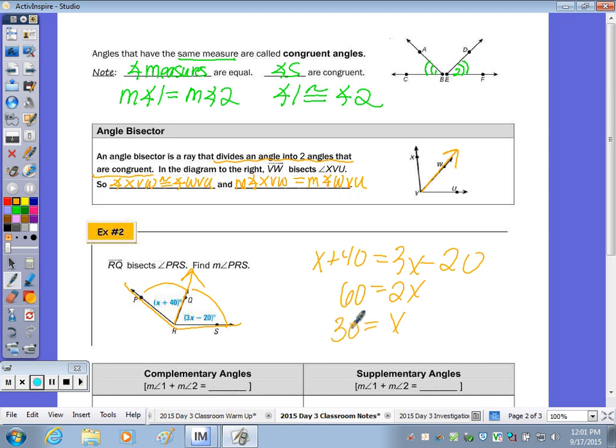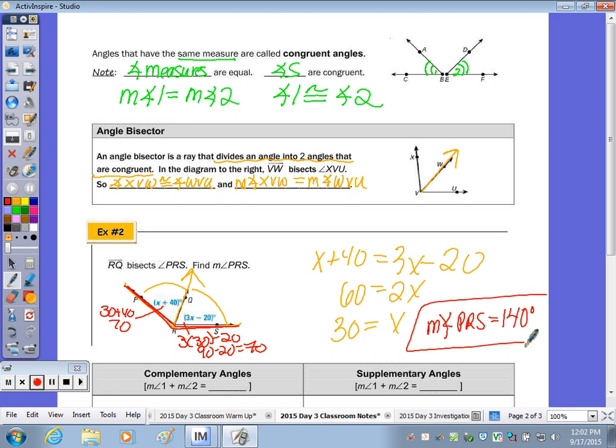Find the measure of angle PRS. PRS, again, just to trace, is the whole. So x plus 40, 30 plus 40 is 70. We should double check here to make sure we get the same thing. 3 times 30 is 90 minus 20, which is also 70. So the answer, the measure of angle PRS is 140 degrees.